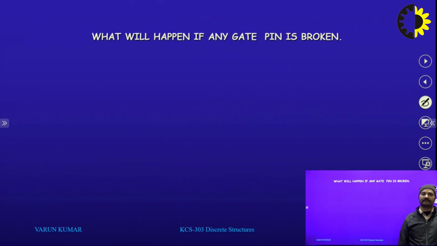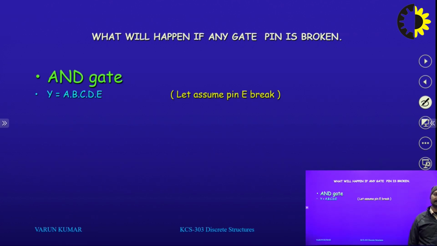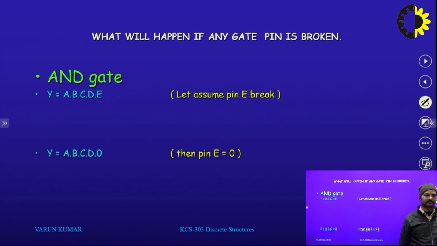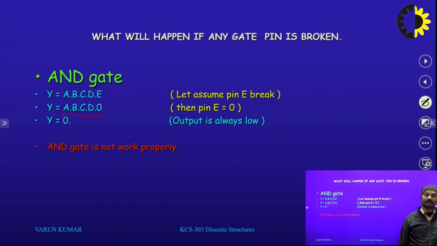So what will happen if any gate pin is broken? AND gate, what is the logic of the AND gate? We assume that there are 5 pins in the AND gate, and the output is A dot B dot C dot D dot E. Let us assume that pin E is broken. Whatever voltage we supply to E, it is not reaching the gate. So what is the value of E? E is equal to 0, and if any input of an AND gate is 0, the result is 0. So the output is always low. It means the AND gate does not work properly.